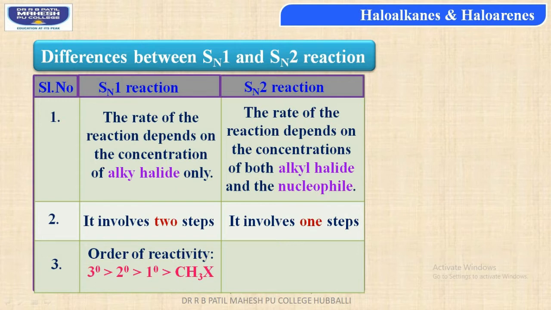In case of SN2 reaction, order of reactivity, students, is exactly reverse, that is, tertiary alkyl halide is less reactive, whereas secondary alkyl halide is relatively more reactive, whereas primary alkyl halide is again more reactive compared to secondary. And finally, students, methyl halide shows maximum reactivity in SN2 reaction.